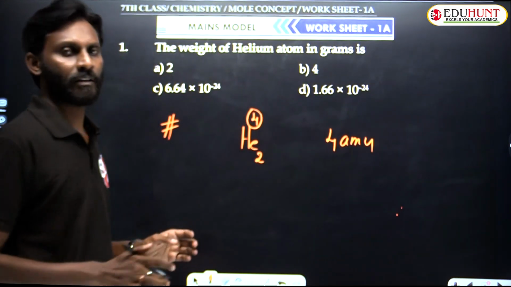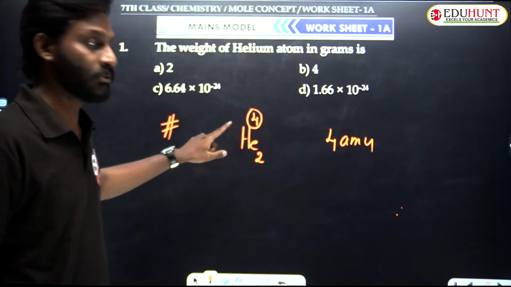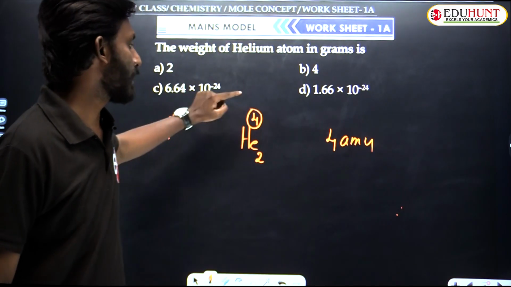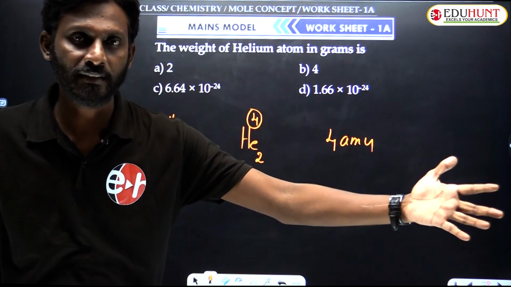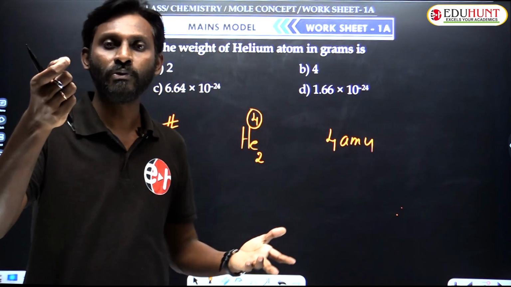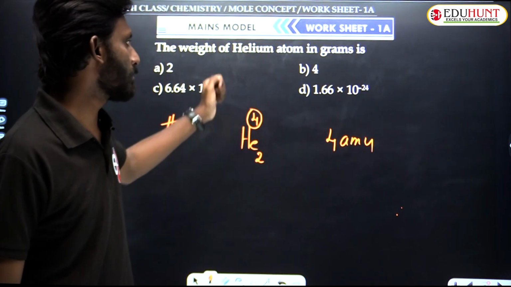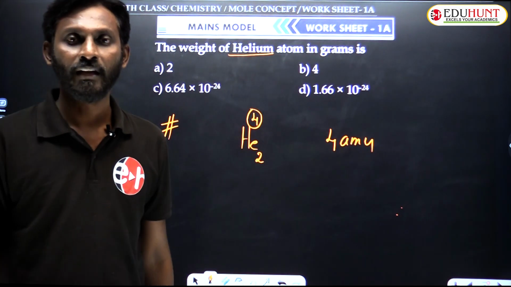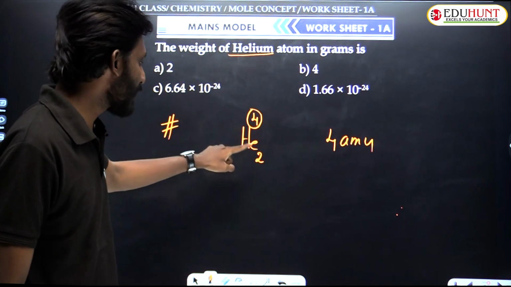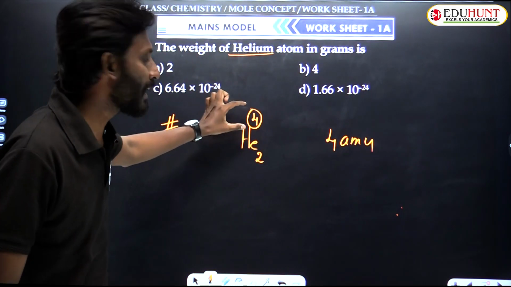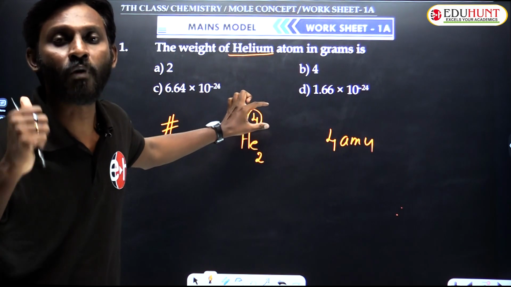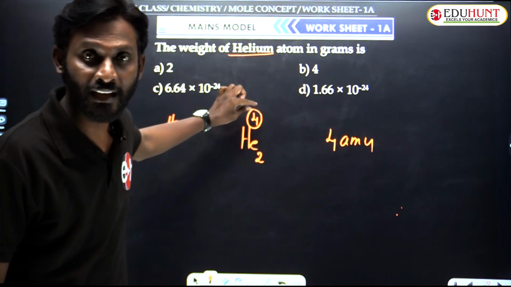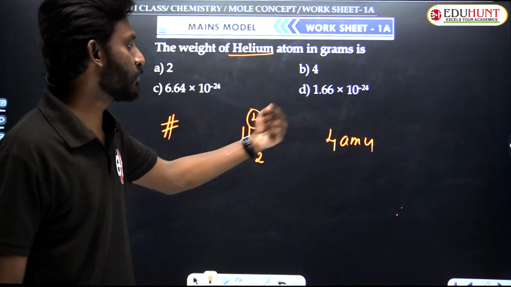That's simple. I told you already, learn by heart the symbol, atomic number and mass number of elements up to 30. Then obviously you will be familiar with them. In the question they have given the helium name. Immediately write the symbol, write the atomic number, write the mass number, and look at the mass number. Mass number is 4. What is this mass number telling you? It is telling you that the mass of one helium atom is 4 AMU.